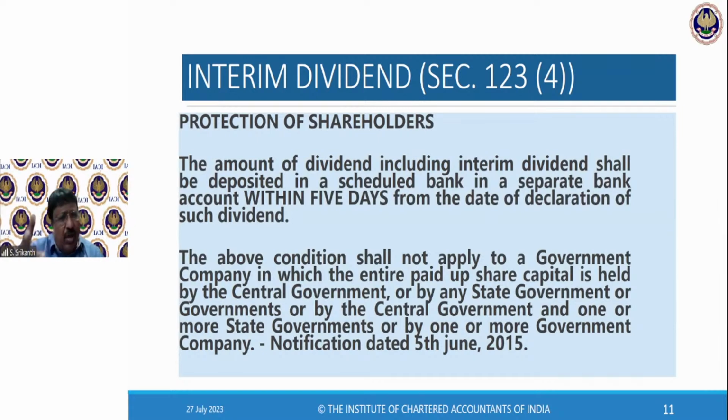Of course, 5 days is only the upper limit. Next day also you can pay. Nobody is preventing you from paying. But whatever it is, the money should be deposited in a separate bank account within 5 days. Got it? You cannot say 30 days is there, and so you will rotate the money for 25 days. No. Within 5 days, you have to put it in the bank account.